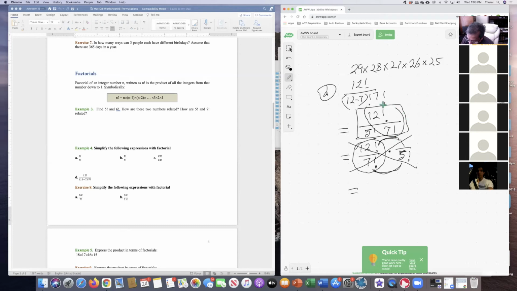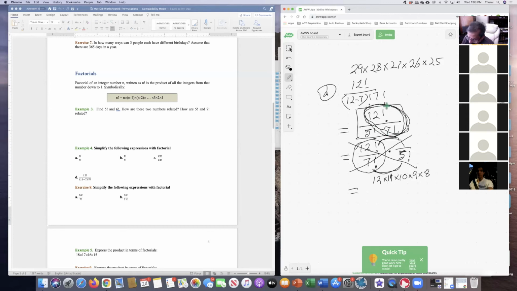This combination of numerator and denominator simplifies to 12 times 11 times 10 times 9 times... Where do I stop? At 8. Right, the product goes up to 8. The 7 factorial will cancel with the 7 factorial, and everything that comes after that will cancel with the denominator. So therefore, this is the result of this division.